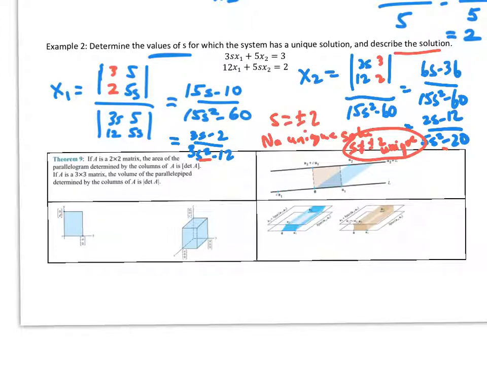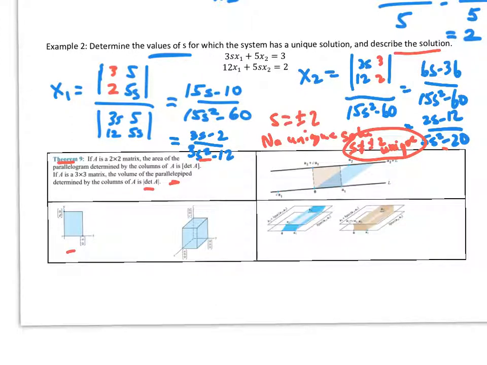So let's look at theorem number 9 now. Theorem number 9 says that if A is a 2 by 2 matrix, the area of the parallelogram determined by the columns of A is the determinant of A. If A is a 3 by 3 matrix, then the volume of the parallelepiped, practice that, parallelepiped, determined by the columns of A is the determinant of A.